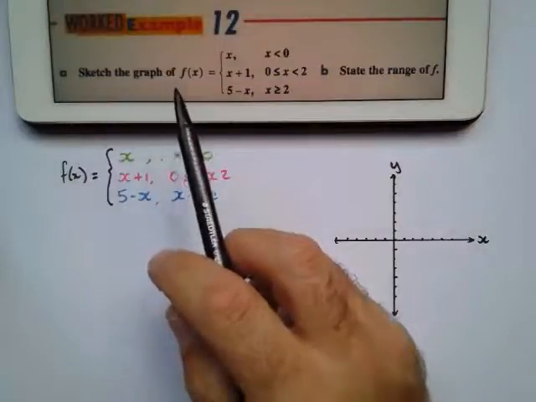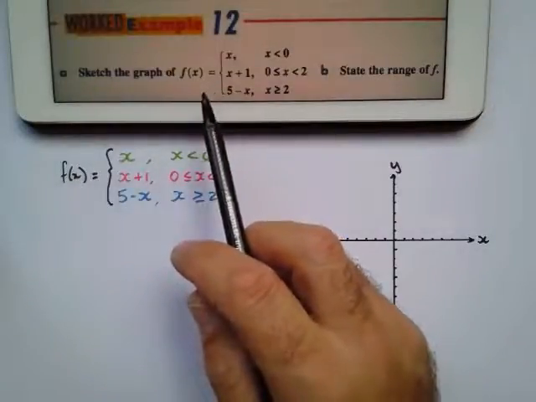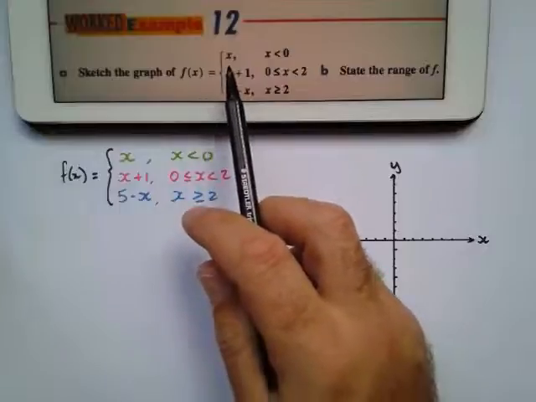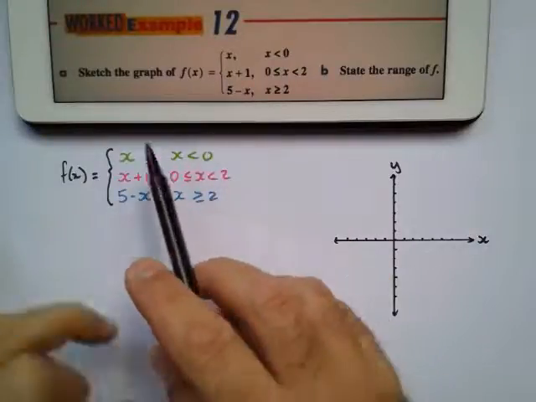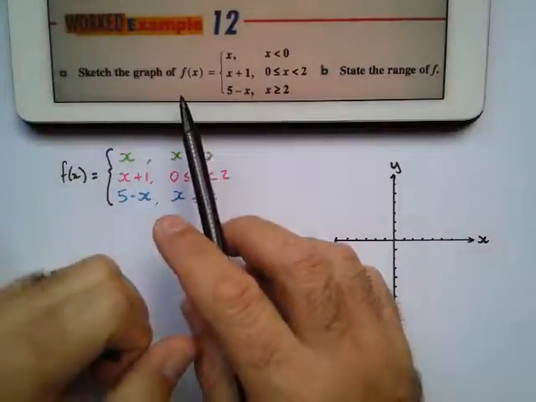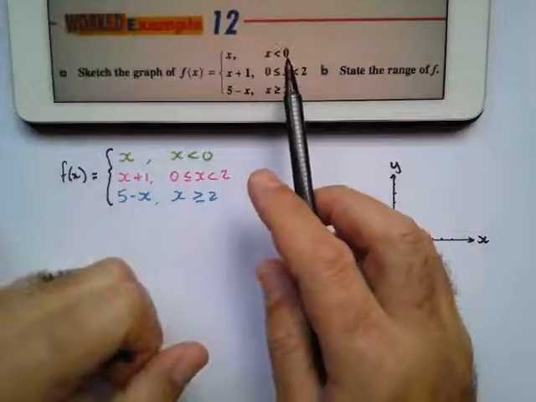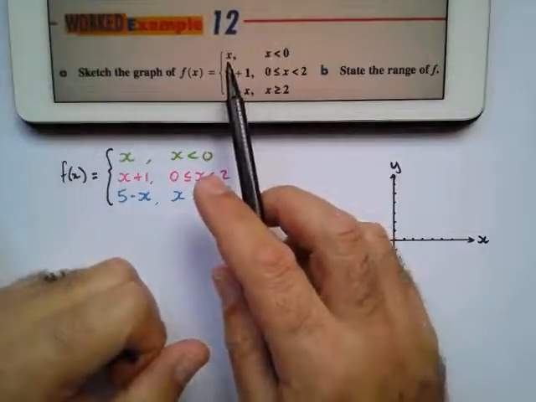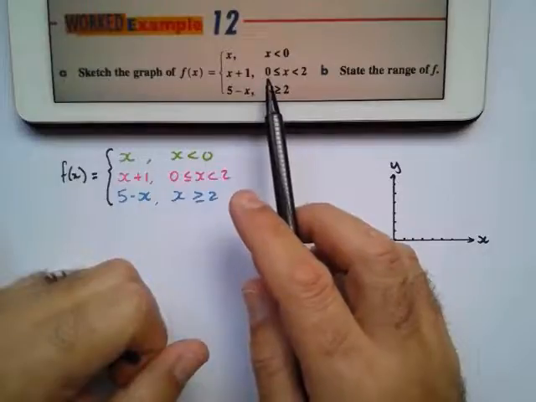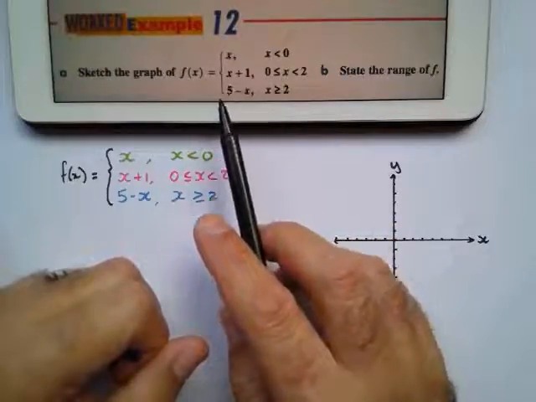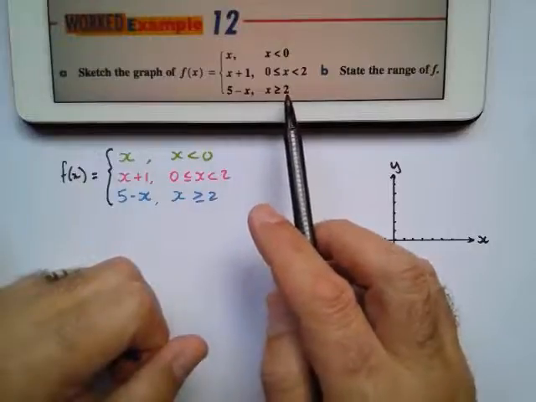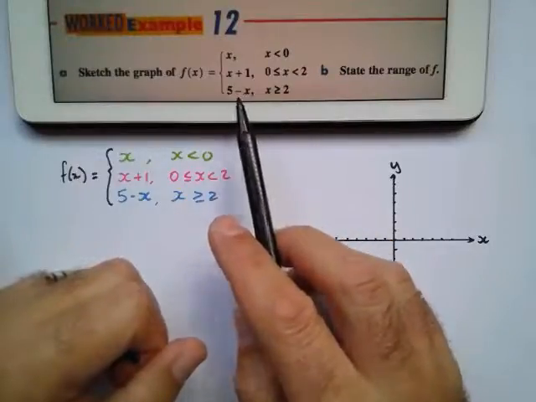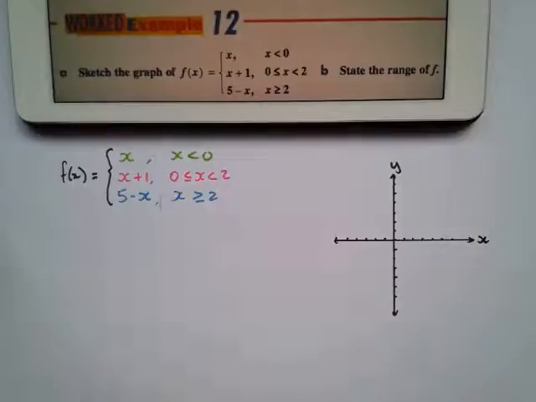Sketch the graph of f(x), which is a hybrid function. This function will follow a rule when x is less than 0, we will apply this rule. When x is between 0 and 2, including 0, we'll follow this rule. And when x is greater than or equal to 2, we'll follow this rule. I've color-coded to make it easier for you to see where it is.